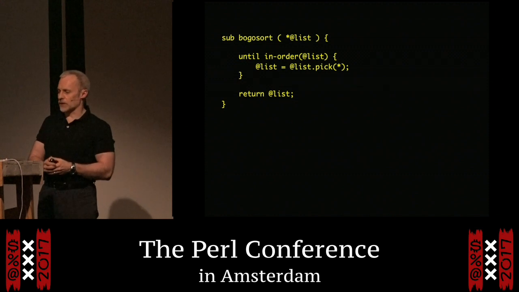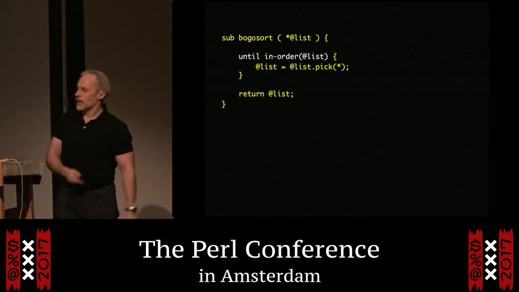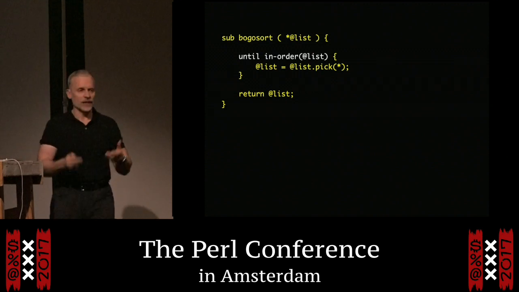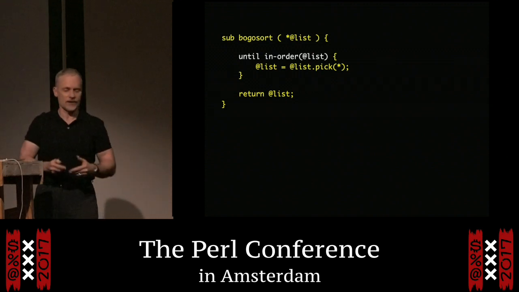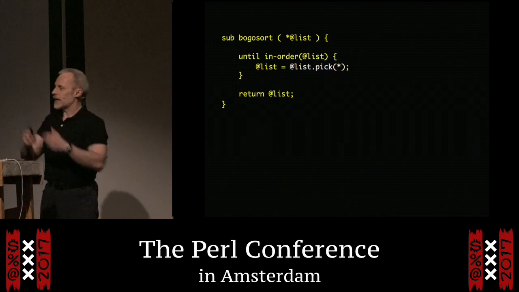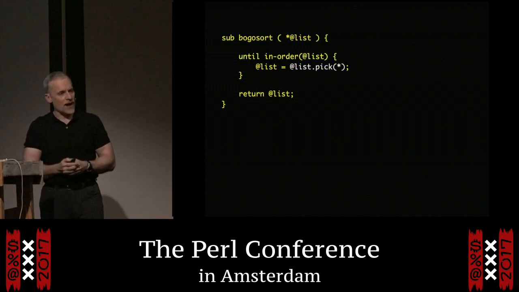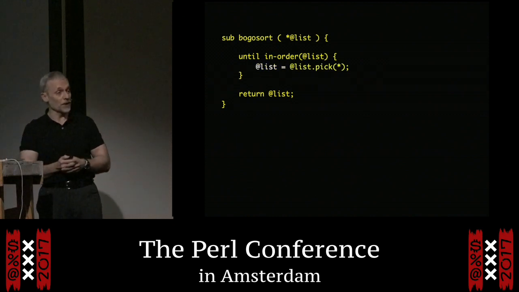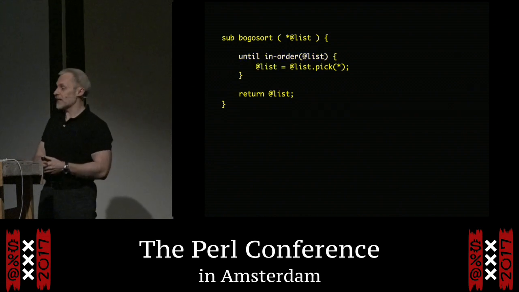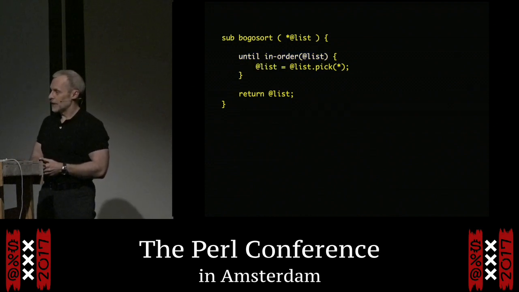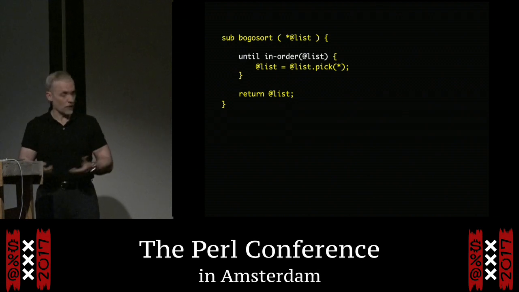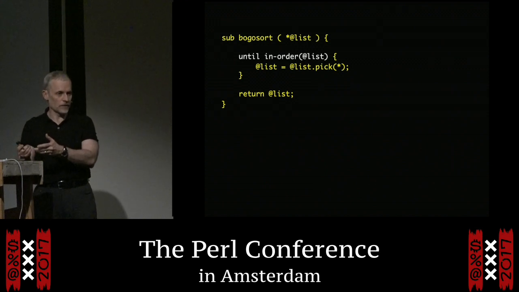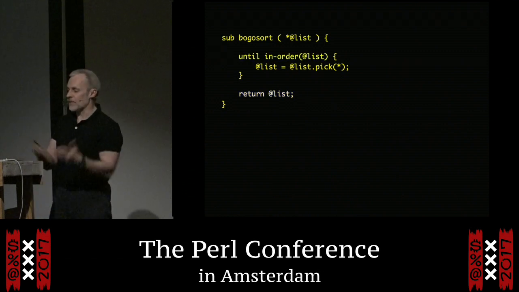This is the BOGO sort algorithm, and it basically goes like this. Until we actually have the list in order, and I'll explain how to work that out in a minute, take all the elements out of the list at random and put them back in the list. In other words, shuffle the list. And then see if we're in order. And if we are, then we can stop, and if we're not, then we shuffle again. And eventually we must be in order, you know, barring the heat death of the universe. And then we just return the list.